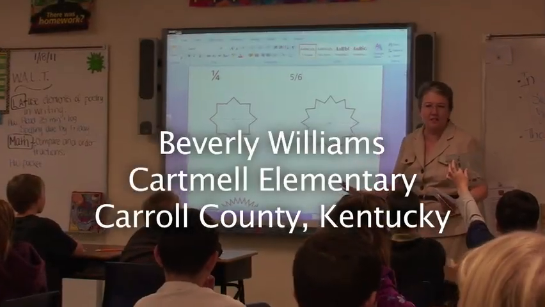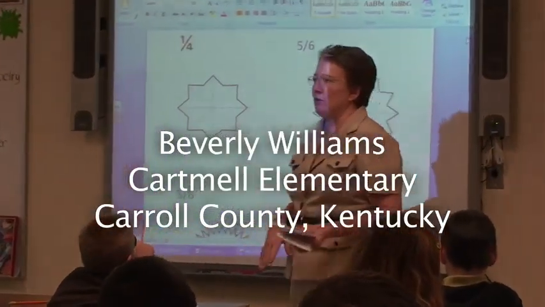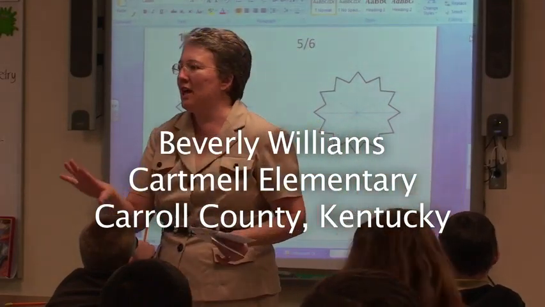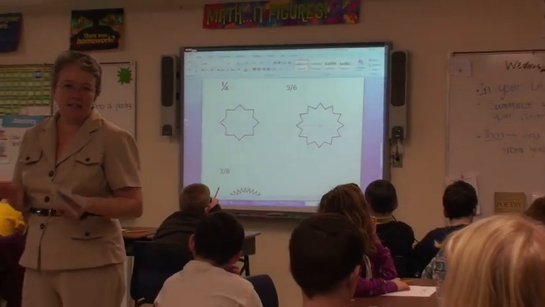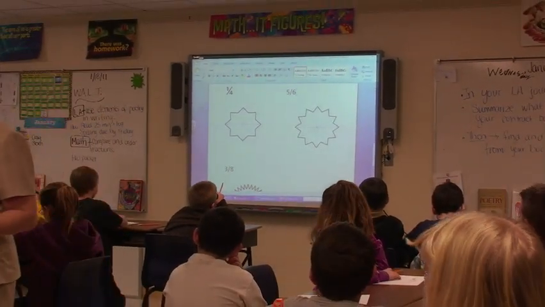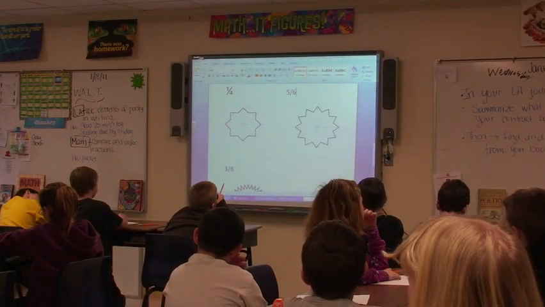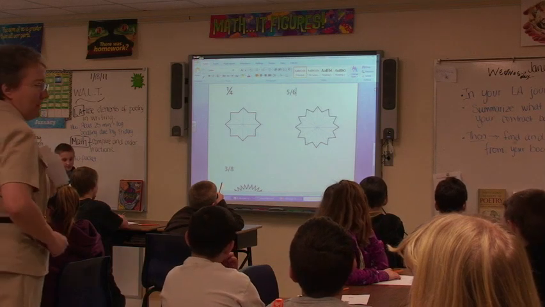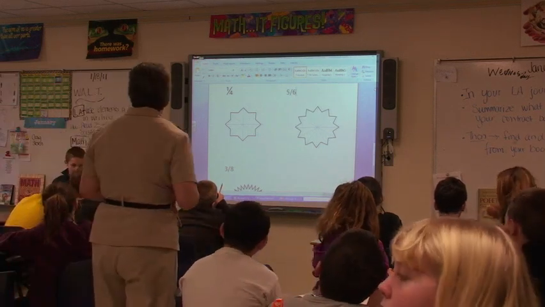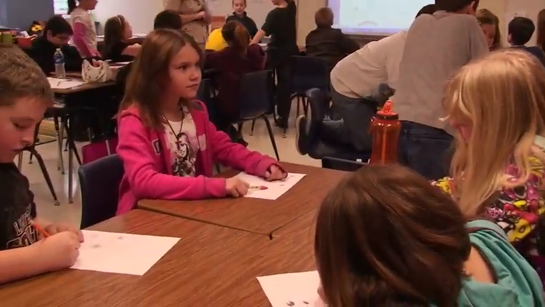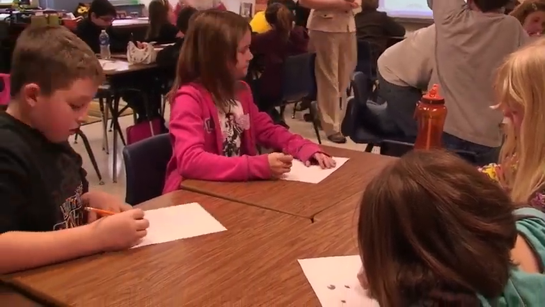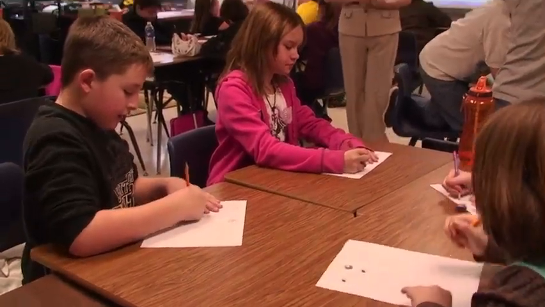You don't have to sketch this, but in your table groups, I want you to discuss how many sections would need to be filled in the first star to cover 1/4 of that star. This group thinks they have it. Does this group think they got it?